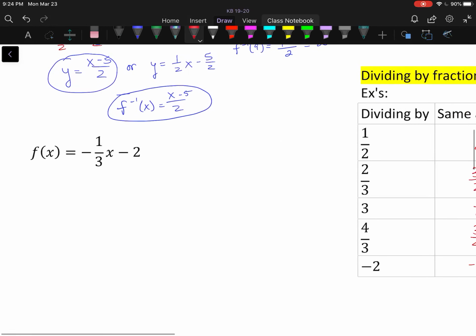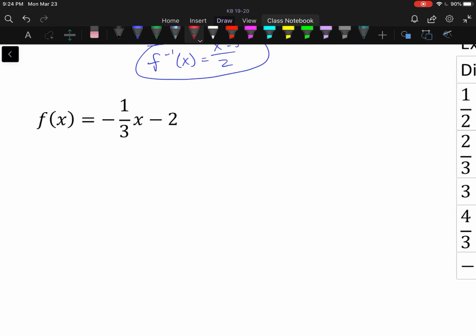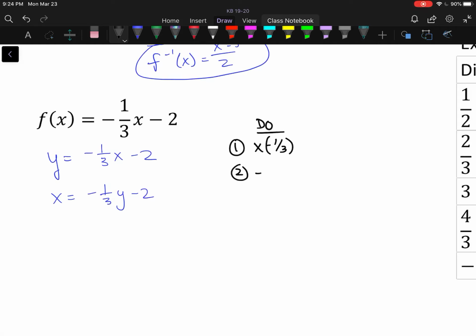As you can see, we are multiplying by -1/3, so we'll end up having to divide by -1/3. So first step, switch x and y, or rewrite this with a y. And so we would say x equals -1/3 y minus 2. If you like that do list, we would multiply number 1 by -1/3. And then number 2, we would subtract 2.